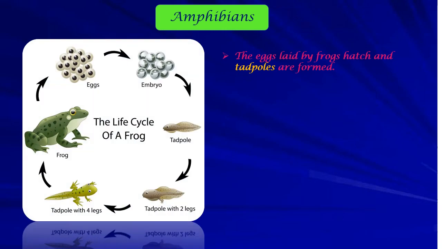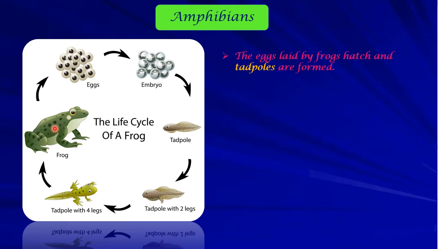Let's discuss the amphibians, taking frog as an example. The eggs laid by the frogs hatch and the tadpoles are formed. Just look into this picture, it will give you a detailed description. So here, this is a matured frog. The matured frog might be a male or a female. Both the frogs will lay eggs. The process of fertilization here is external fertilization. You will learn it in your higher classes.